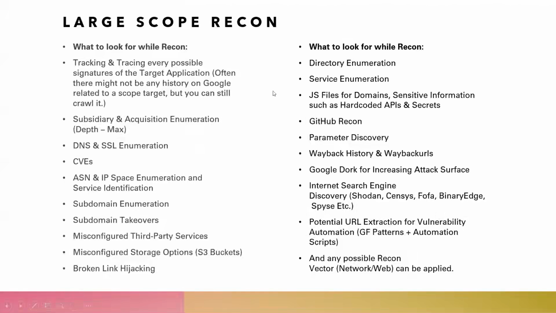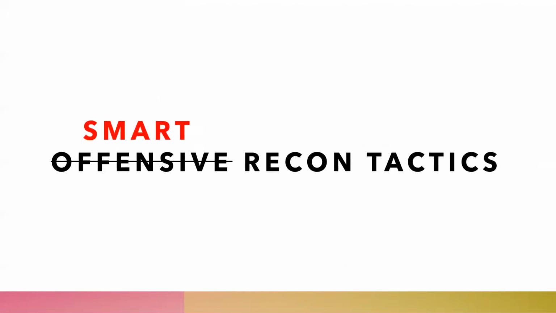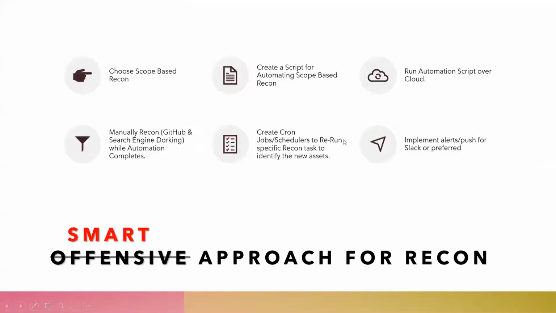Now, this concludes most of the part of small, medium, and large scope recon. Now, let's look at some of the offensive, smart recon tactics. These are, again, very short tactics, as I always tell people. Whenever you're doing recon, just choose your scope, and based on that, choose your scope-based recon method. Create a script for automating your scope-based recon.